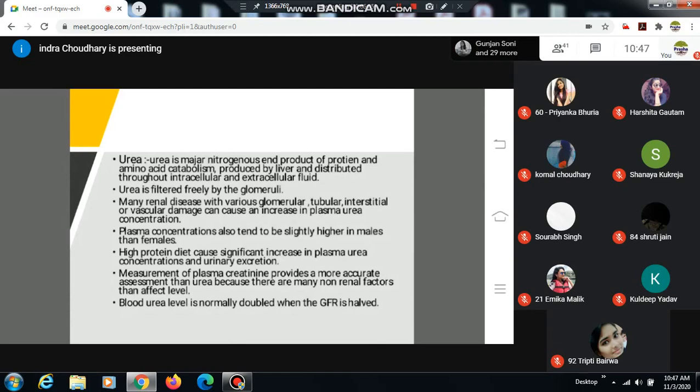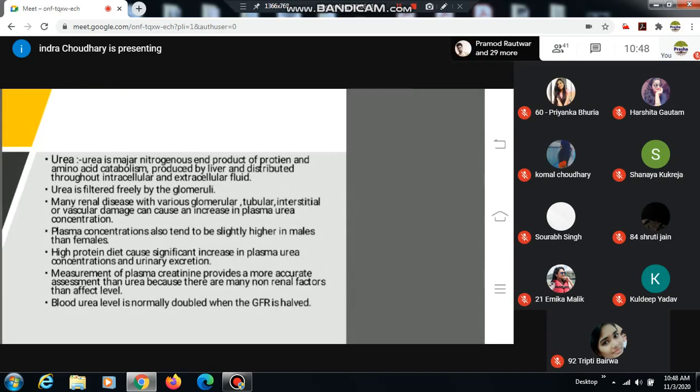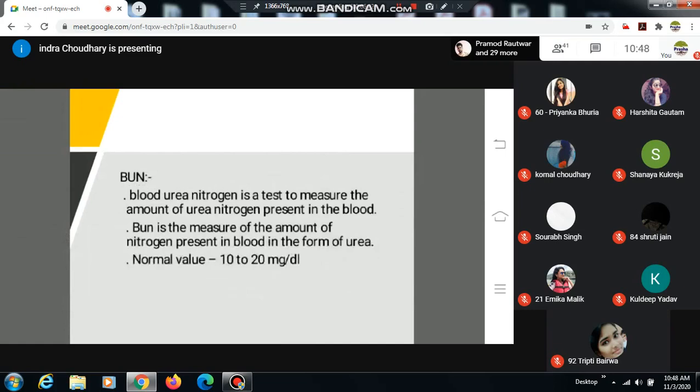Measurement of plasma creatinine provides a more accurate measurement than urea because there are many non-renal factors that affect urea level. Blood urea level is normally doubled when the GFR is halved. BUN, blood urea nitrogen. It is a test to measure the amount of urea nitrogen present in the blood. BUN is the measure of the amount of nitrogen present in blood in the form of urea. Normal value 10 to 20 mg per deciliter.